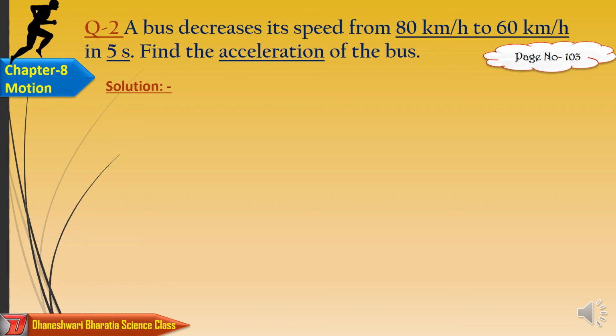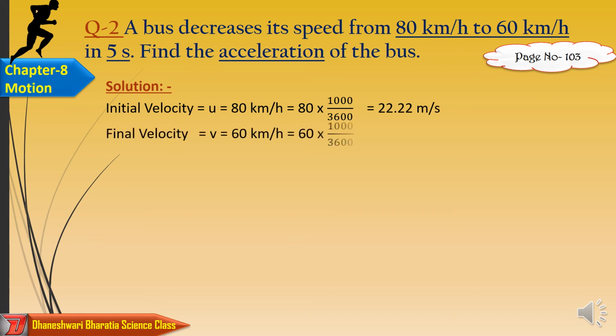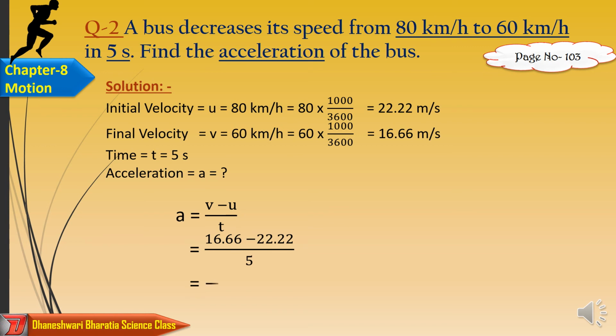Okay, so let us note down the terms which are given. Initial velocity, we have to convert it into meter per second. Fine. Final velocity will also be converted the same way. The time taken is 5 seconds and acceleration has to be found. Use the formula, substitute the value and find the final answer.